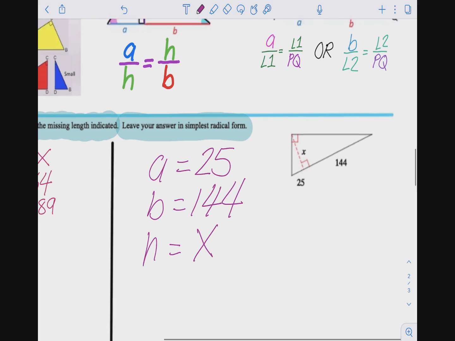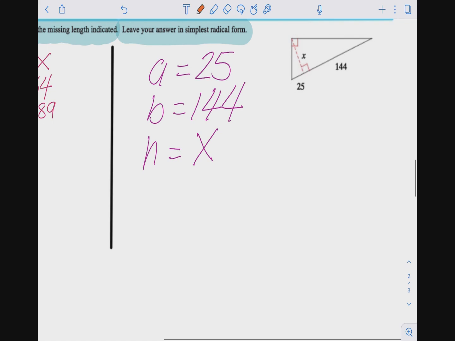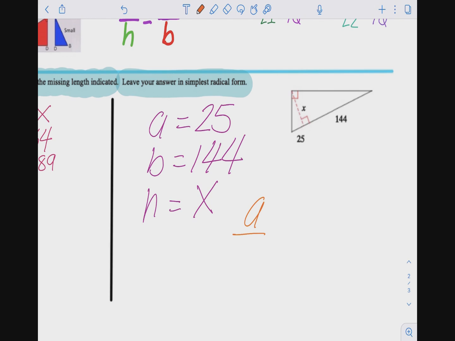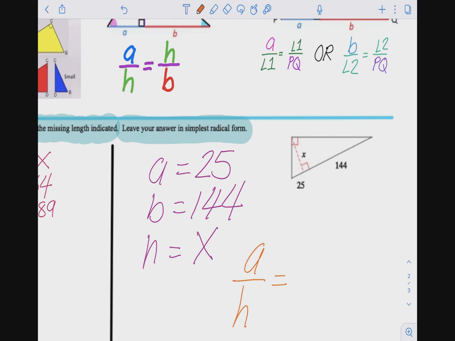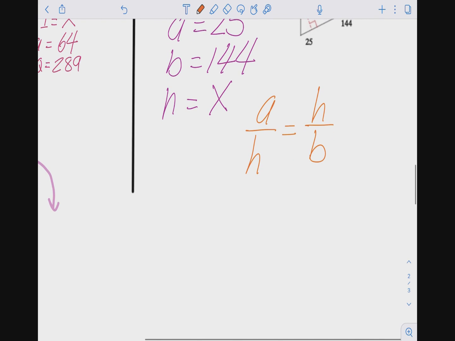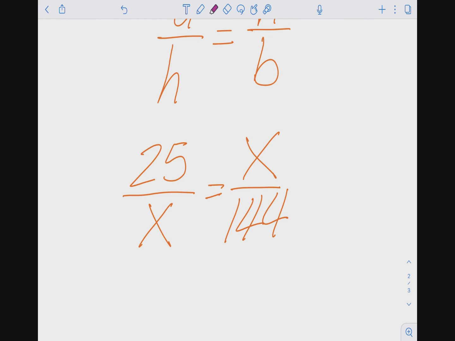So our formula here says A over H, that's not an H, that's an N, A over H is equal to H over B. H over B. Look at that. So now all I have to do is plug in the information that I have. So A is 25, so I'm going to say 25 over H, H is X, equals H, which is another X, over B, and B is 144. Just like that. So, just like the previous problem, right?